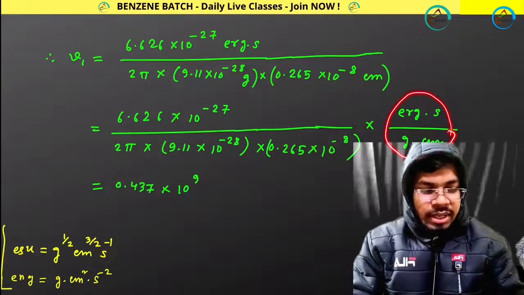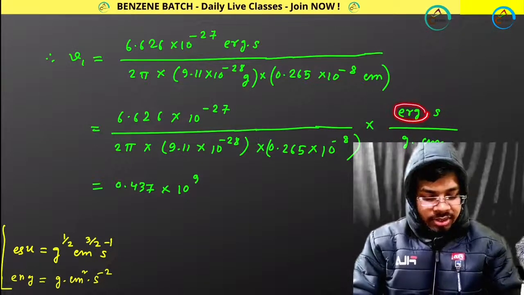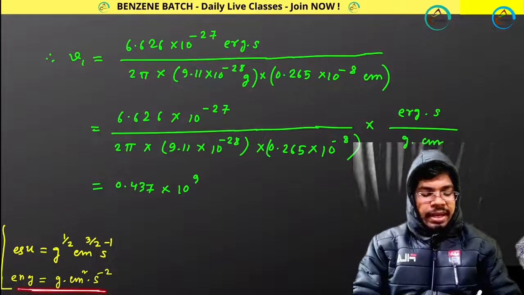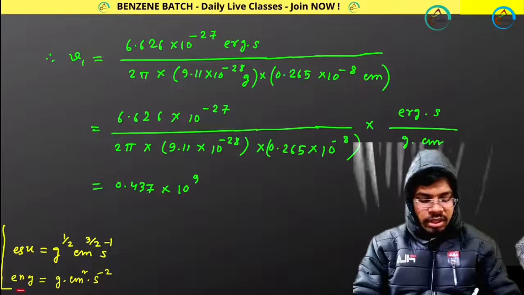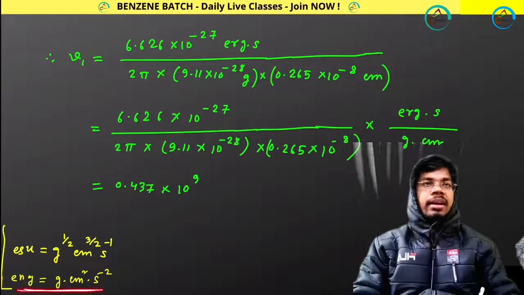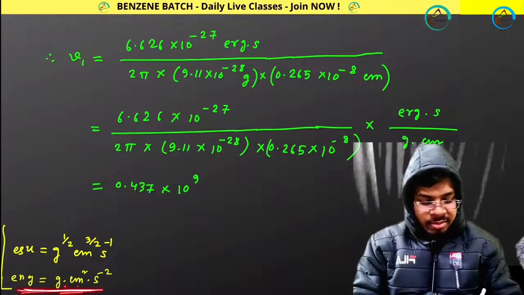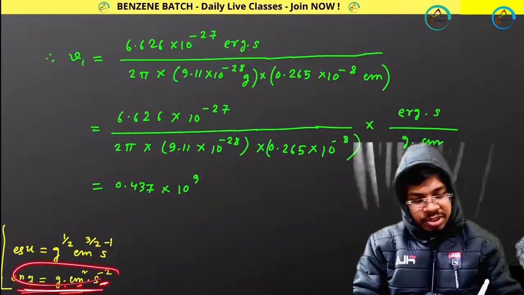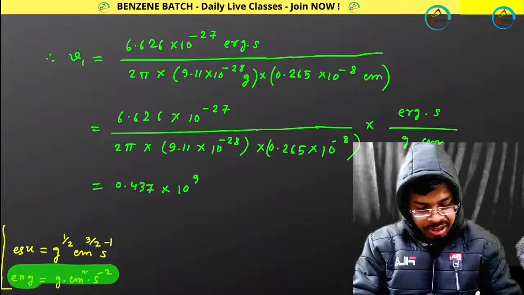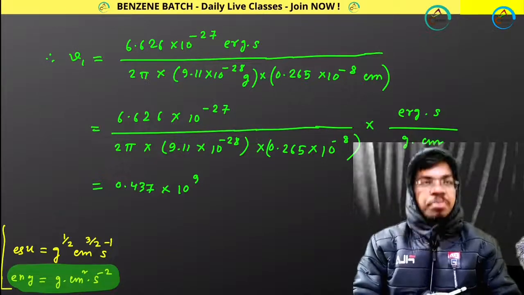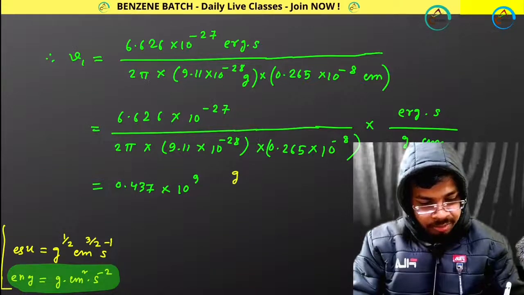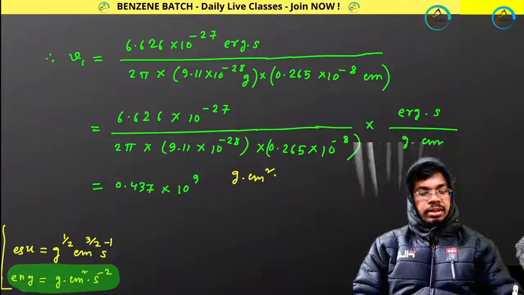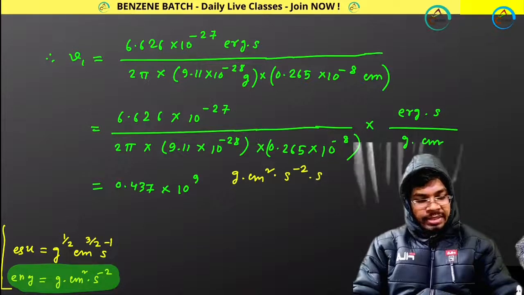So what would I do? I know that erg means what? Focus over here. It is about ESU. I will be coming into that as well. What do you mean by erg? Erg means gram centimeter square second to the power minus 2. Remember this expression. Erg means gram centimeter square second to the power minus 2. So let me put gram centimeter square second to the power minus 2, then again second.